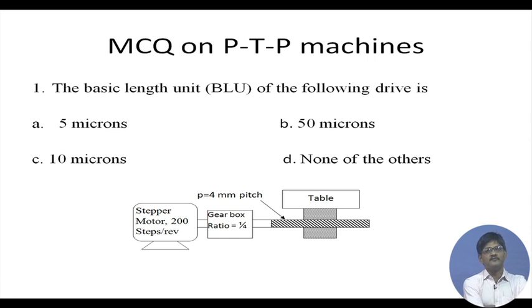So, 4 millimeters of movement obtained from 800 steps, therefore, one step will give rise to 4 millimeters divided by 800 equal to 5 microns of movement. So, the answer is 5 microns. I will just repeat: 4 millimeters of movement obtained from 800 steps. Therefore, one step gives rise to 4 millimeters divided by 800 equal to 0.005 millimeters equal to 5 microns of movement.